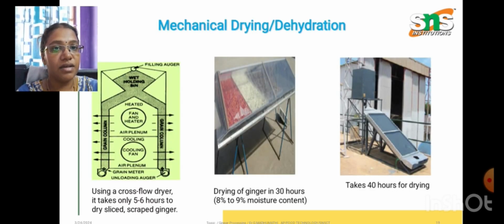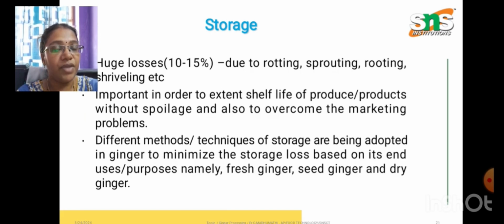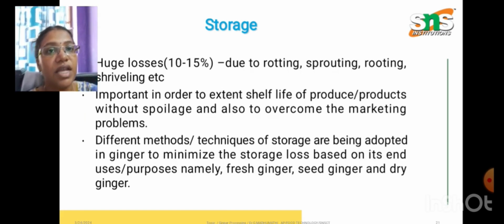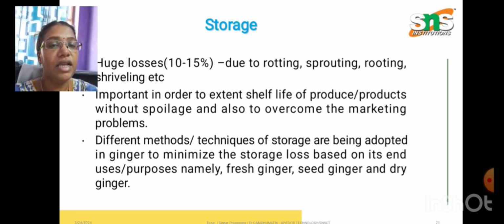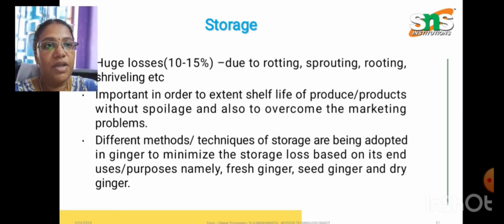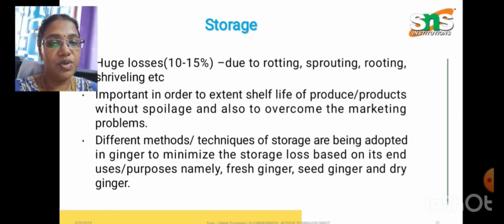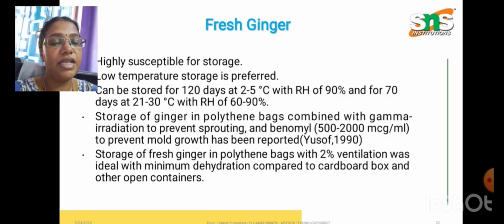In this diagram, you can see a mechanical dryer or dehydration technology being used for the drying of ginger. This is one of the spray dryers that is used for nearly 10 hours at 60 degrees Celsius to bring down the moisture content from 90 to 11%. During storage, there will be huge loss occurring. Nearly 10 to 15% of stored ginger will be lost due to rotting, sprouting, rooting or shriveling, which take place due to the storage conditions. So proper techniques have to be maintained.